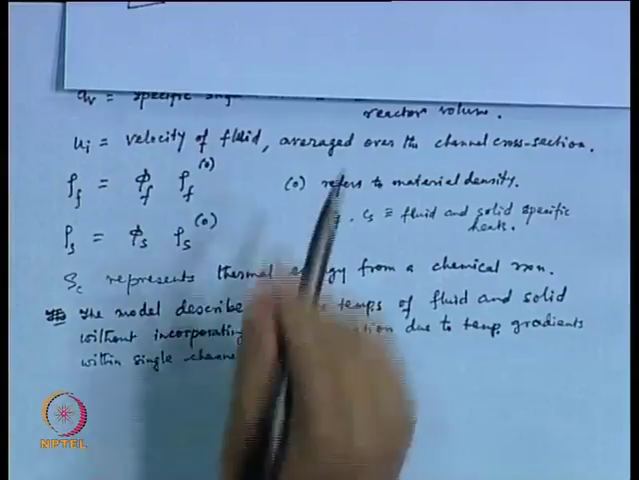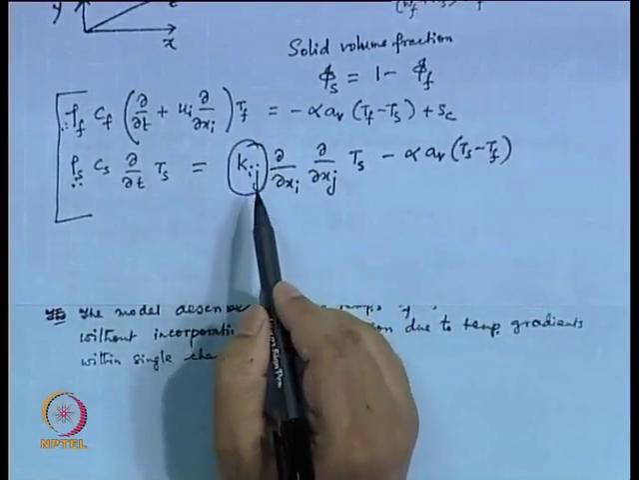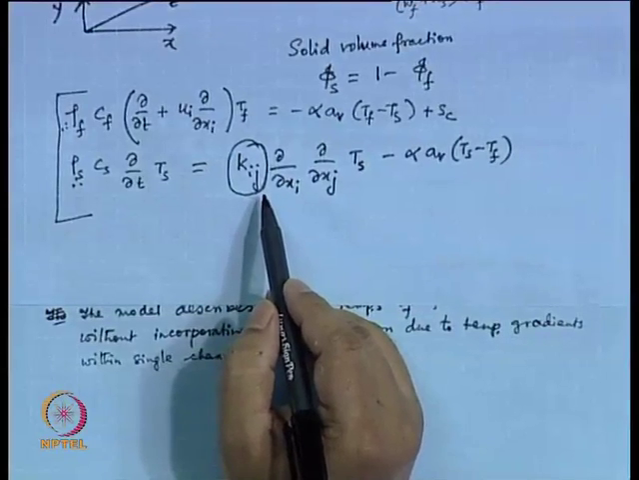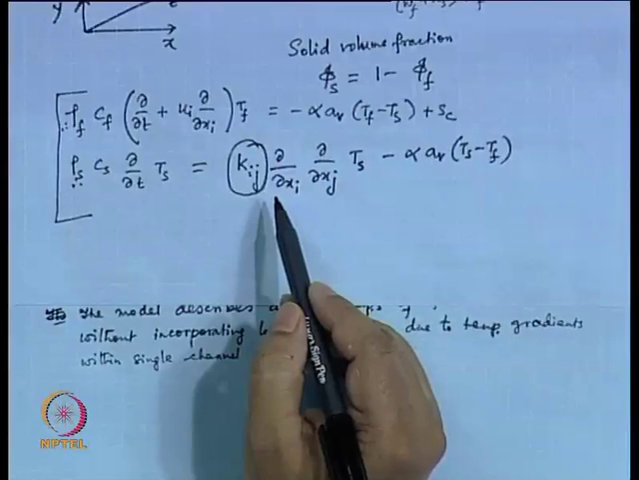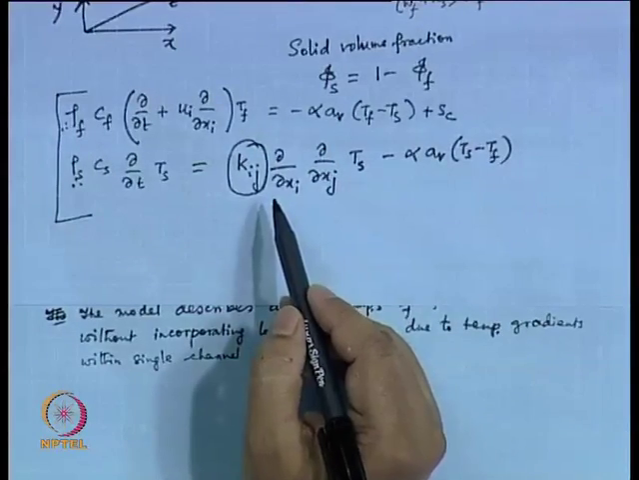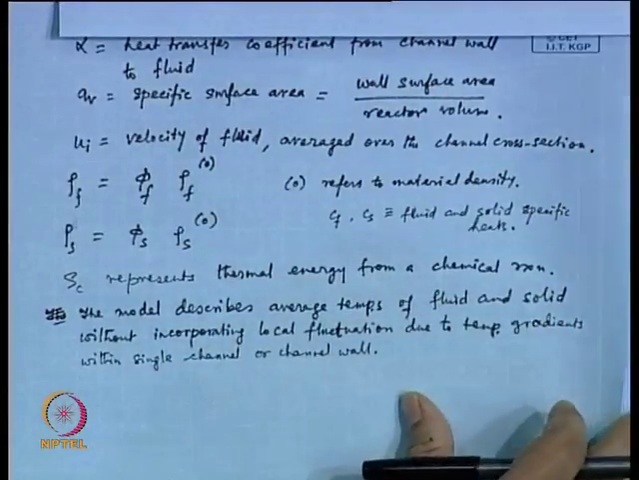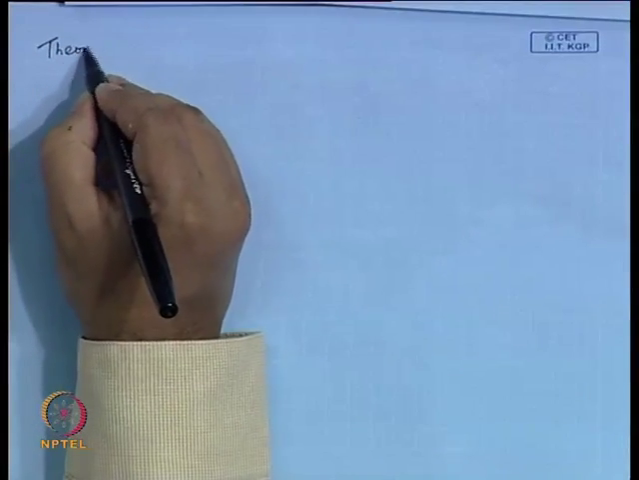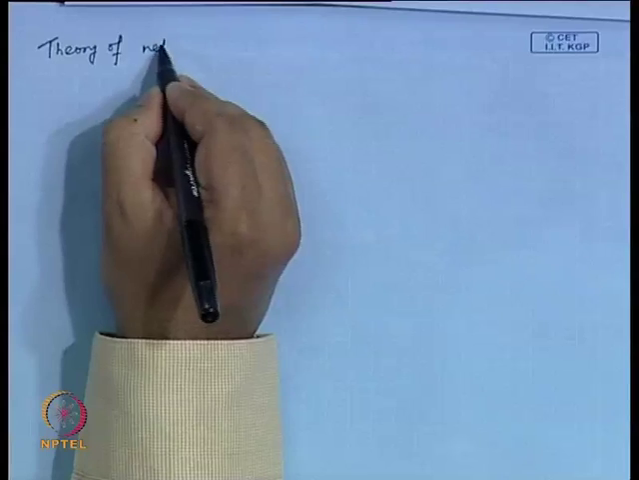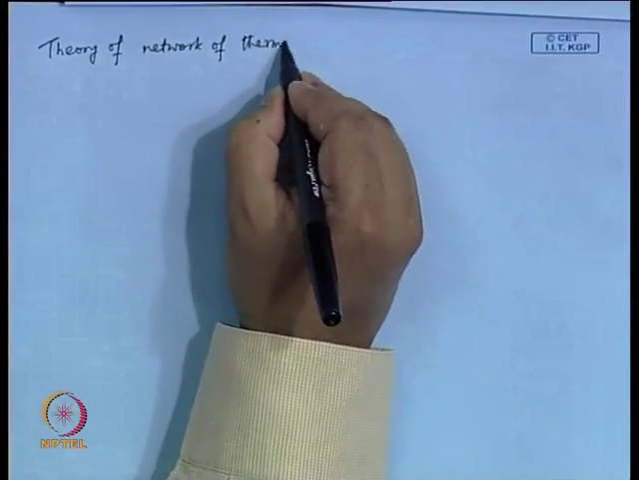Then now the question would be how you handle this Kij term. How will you get Kij? This is neither a property of the thermal conductivity of the solid material, it cannot be treated that way. So, what researchers have done is they have used something called the theory of network of thermal resistors.